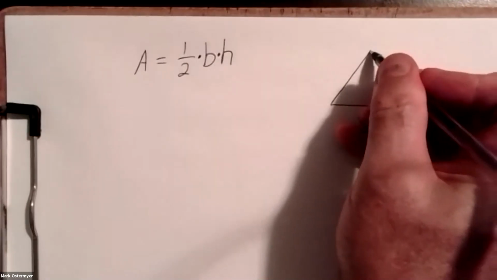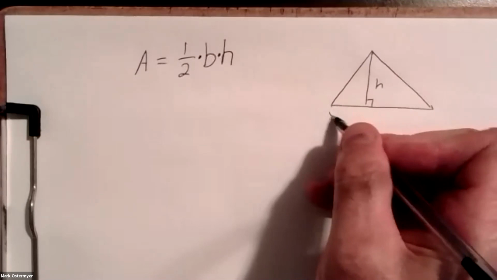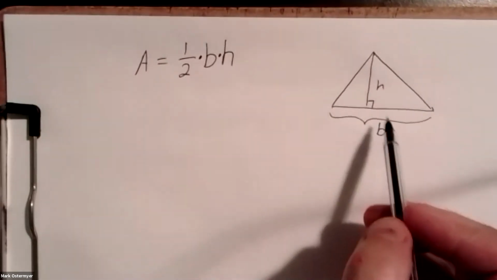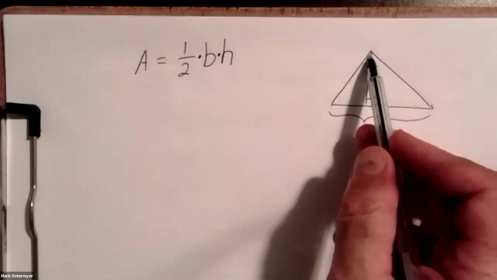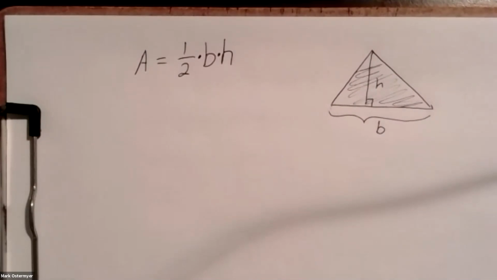If you have the height of a triangle, this would be the height or the altitude of the triangle, and this would be the base length of the triangle. If you take 1/2 times the base length times the height, you generate the area of this triangle. But hey, if you didn't know that, don't worry about it, because that's not really the important thing.